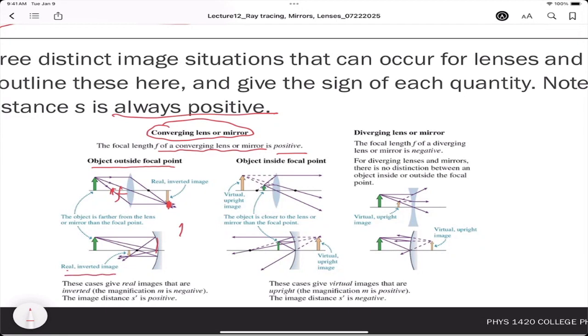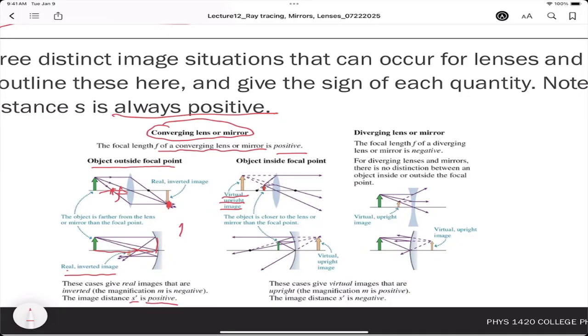These cases give real images that are inverted. The magnification m is negative. The image distance s dot is positive. You can see this is positive, and this is also positive. And if the object is inside the focal point, closer to the lens or mirror than the focal point, then there will be a virtual upright image.